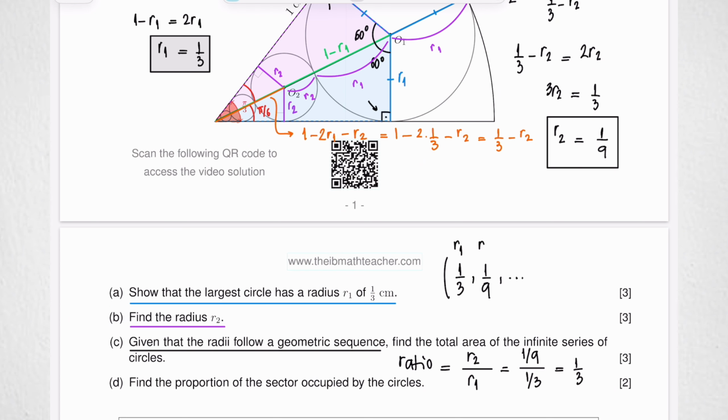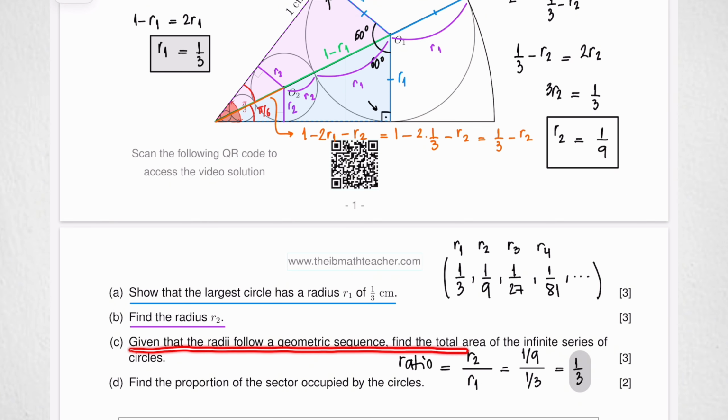Therefore, if we would like to know what R3 and R4 are, we can just keep multiplying these by 1 over 3. So 1 over 27, 1 over 81, and so on and so forth. So remember that the ratio is 1/3. And the question is, that being the case, find the total area of the infinite series of circles.